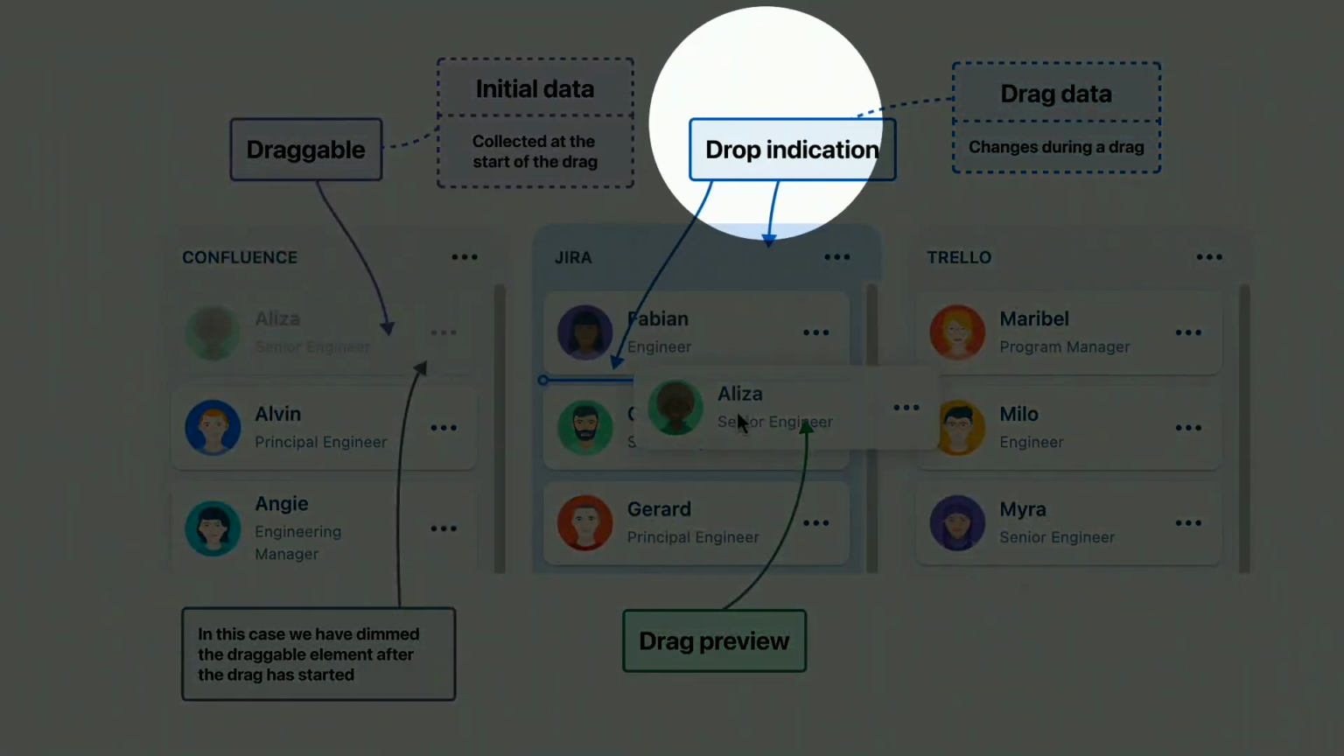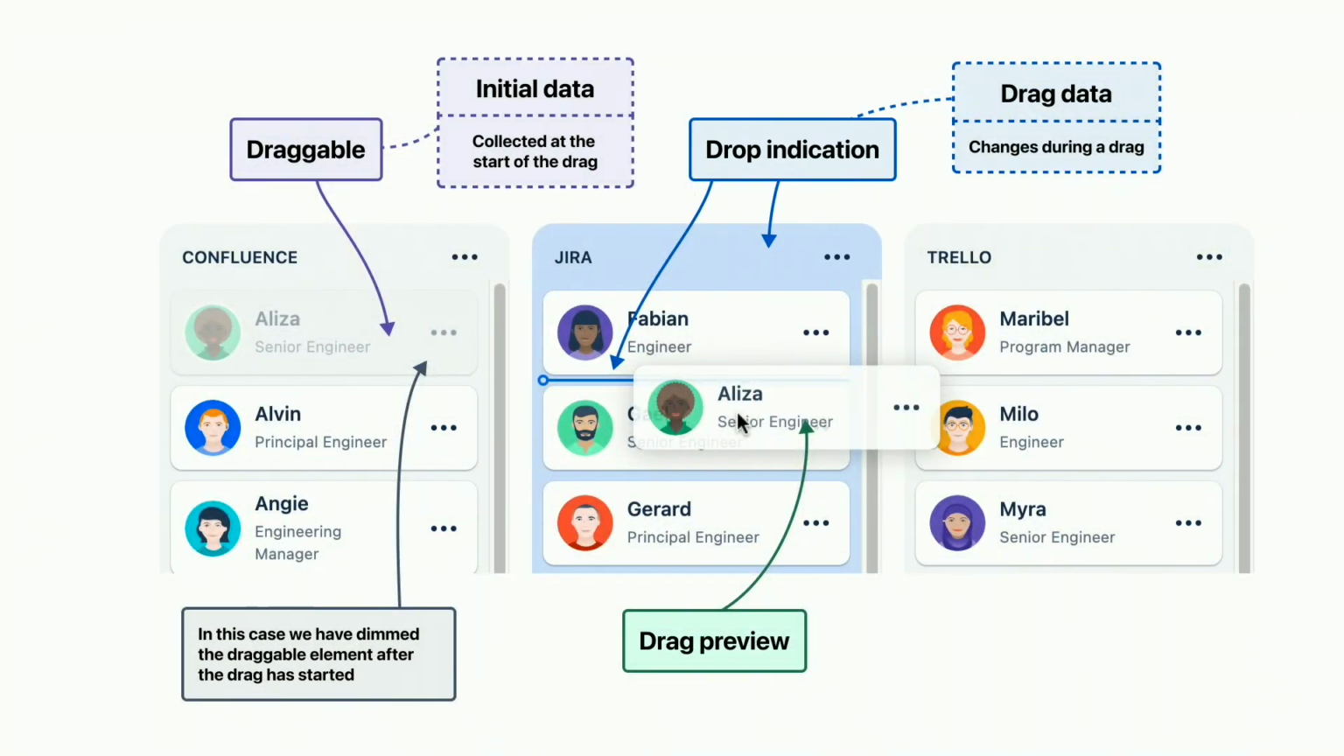Then we also have drop indication. So this is also really important. I don't know if you've been on websites, I know I have, where you're dragging something around and you don't really know what's going to happen. Commonly with files, you drag it and you're like, I hope this is going to be an upload, but I don't know what's going to happen. And sometimes it works and sometimes it doesn't. Drop indication is really important. So this is giving a user a clue or a signal of what's going to happen when they actually release the thing that they're dragging.